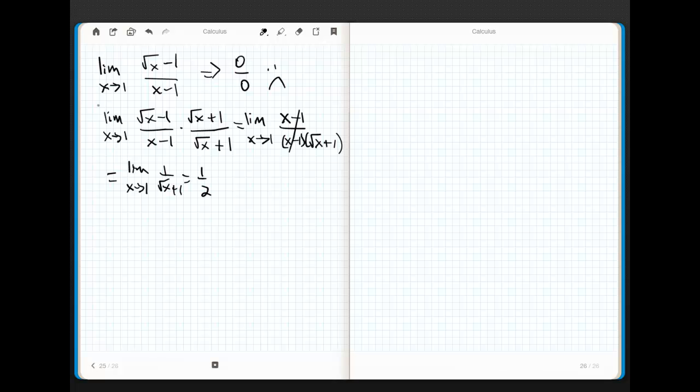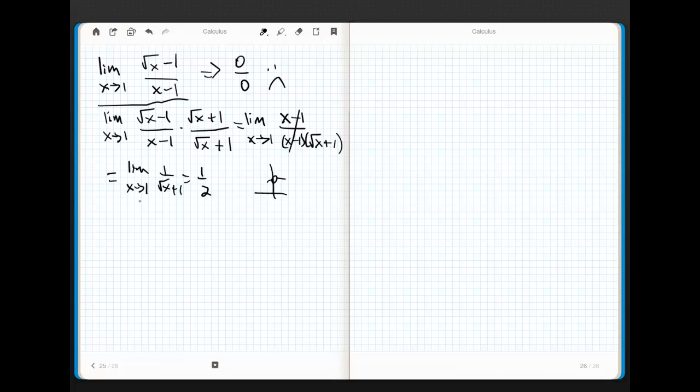Now, had we looked at our calculators and graphed this thing, hopefully we would be able to see that at 1, this thing doesn't exist. There's nothing I can do to make this thing exist at 1. However, its limit does.